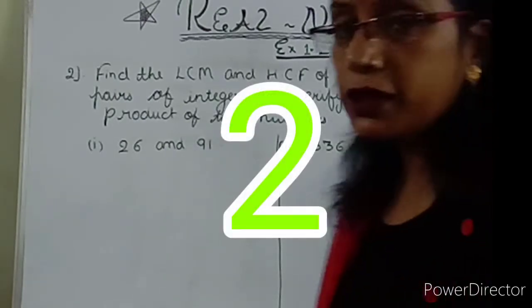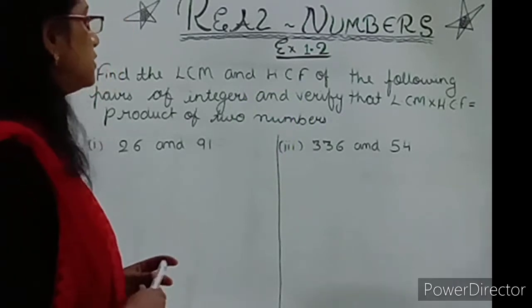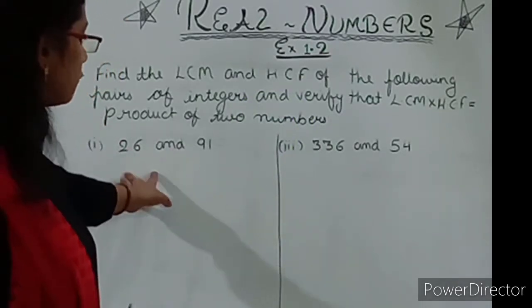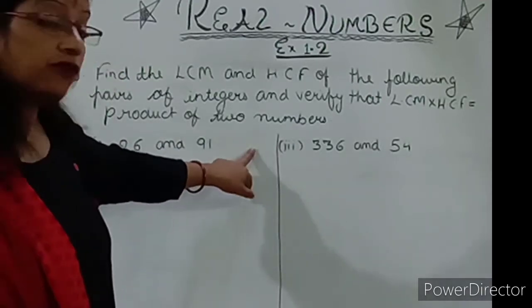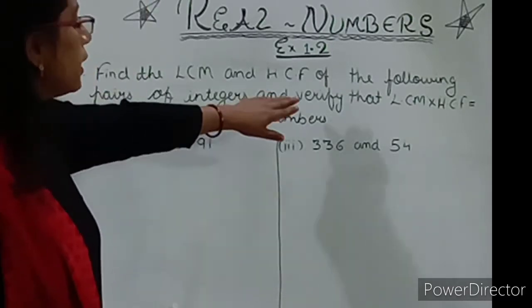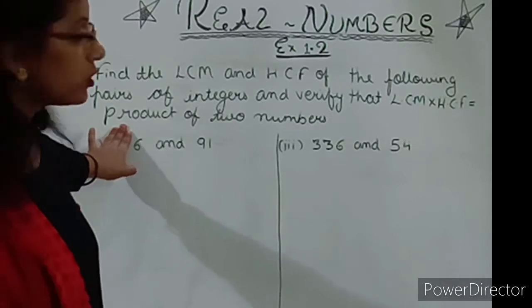Now question number 2 is: find the LCM and HCF of the following pairs of integers. So two pairs of integers are given to us. One part I have not written, part second, that you have to do on your own. And verify that LCM into HCF is equal to the product of the two numbers.